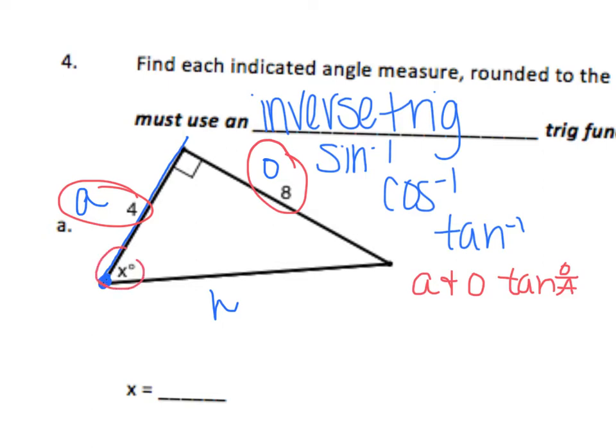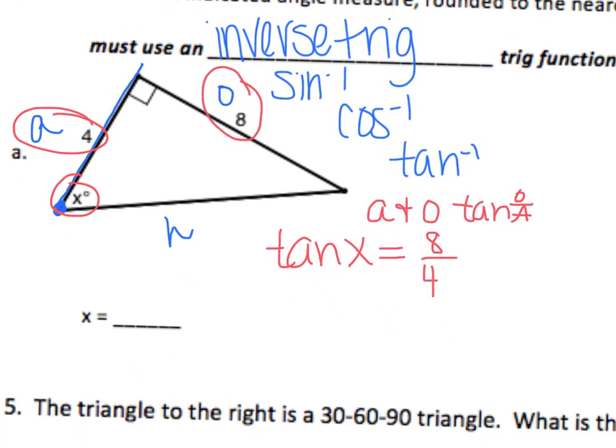So the angle that I'm looking for, now the two problems before, we knew the angle, so we would say like tangent of 33. But I don't know the angle, so I'm going to say tangent of x equals the opposite, which is 8, over the adjacent, which is 4.